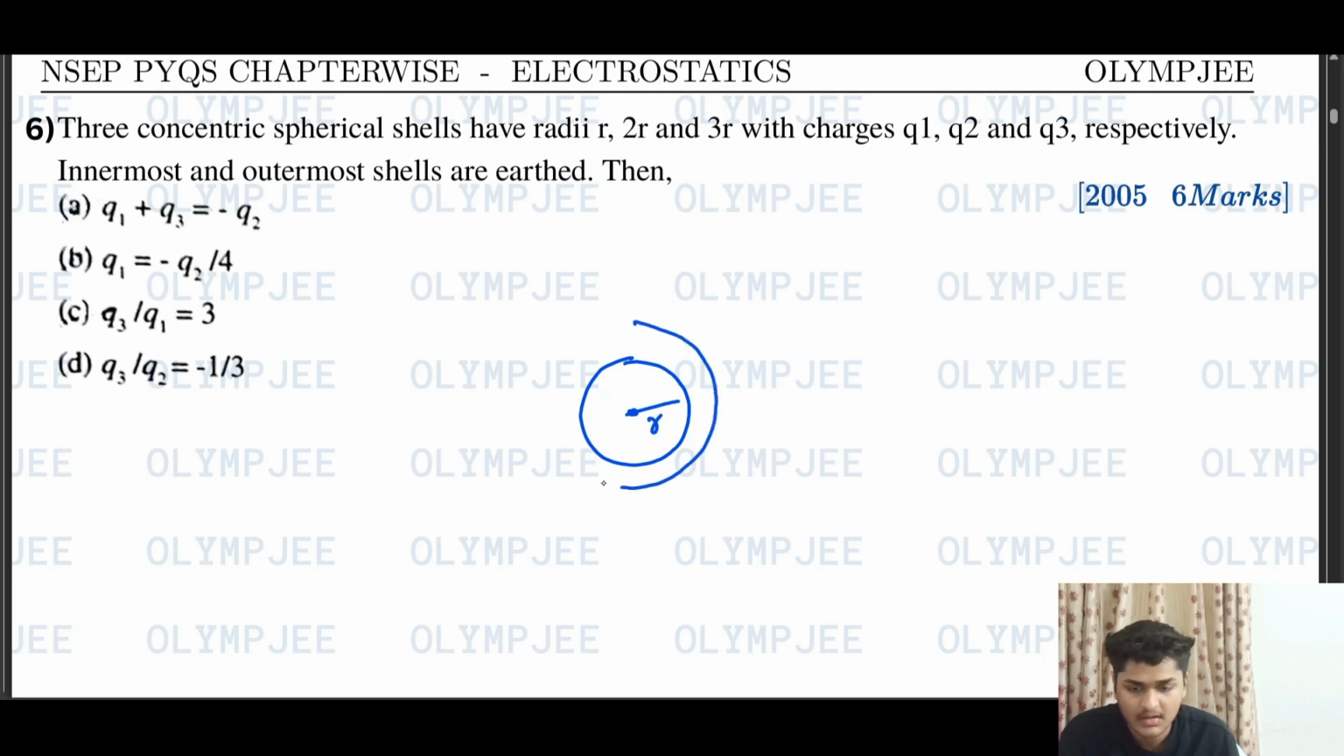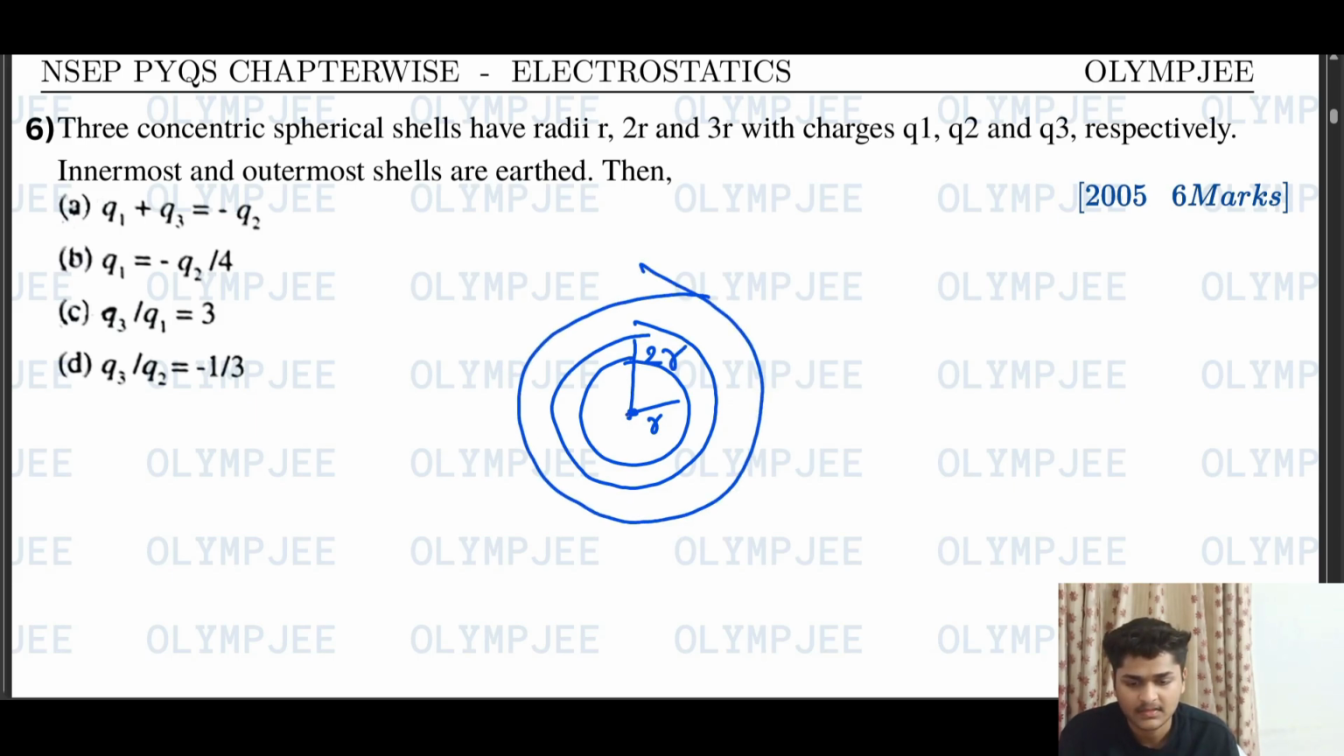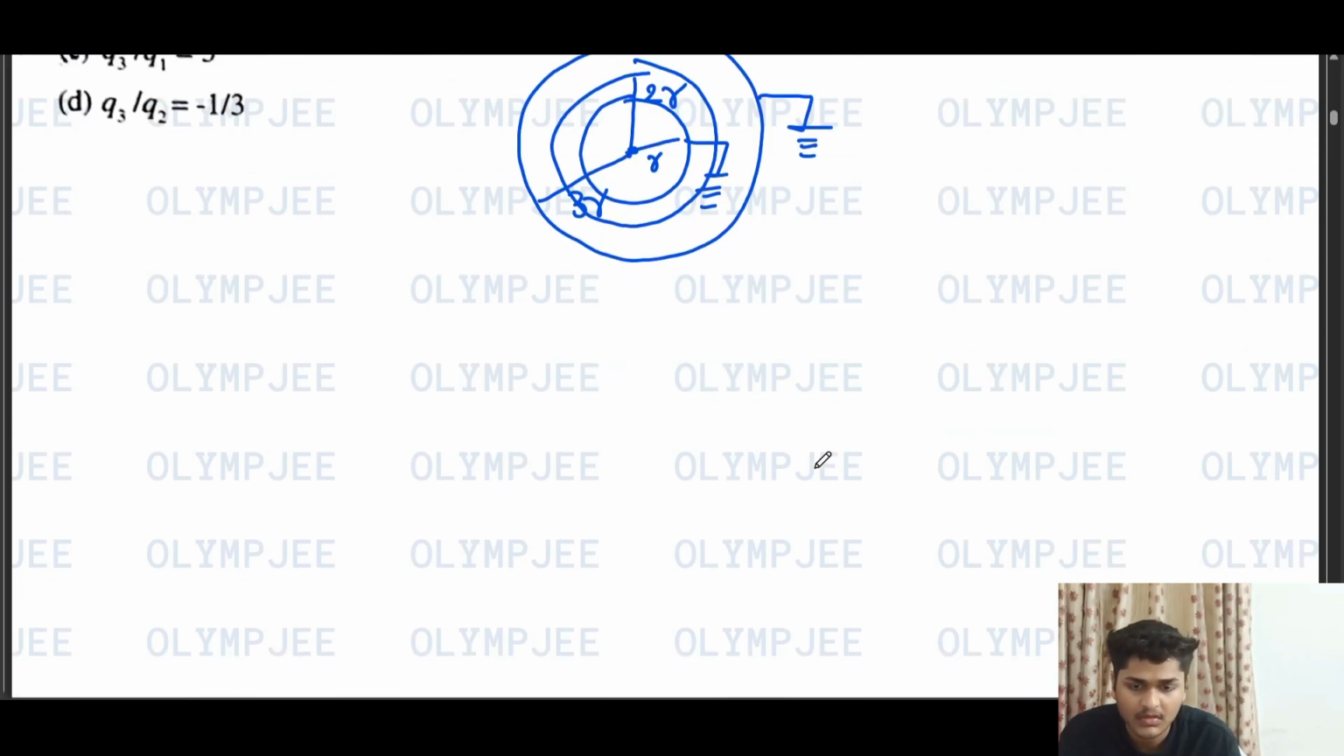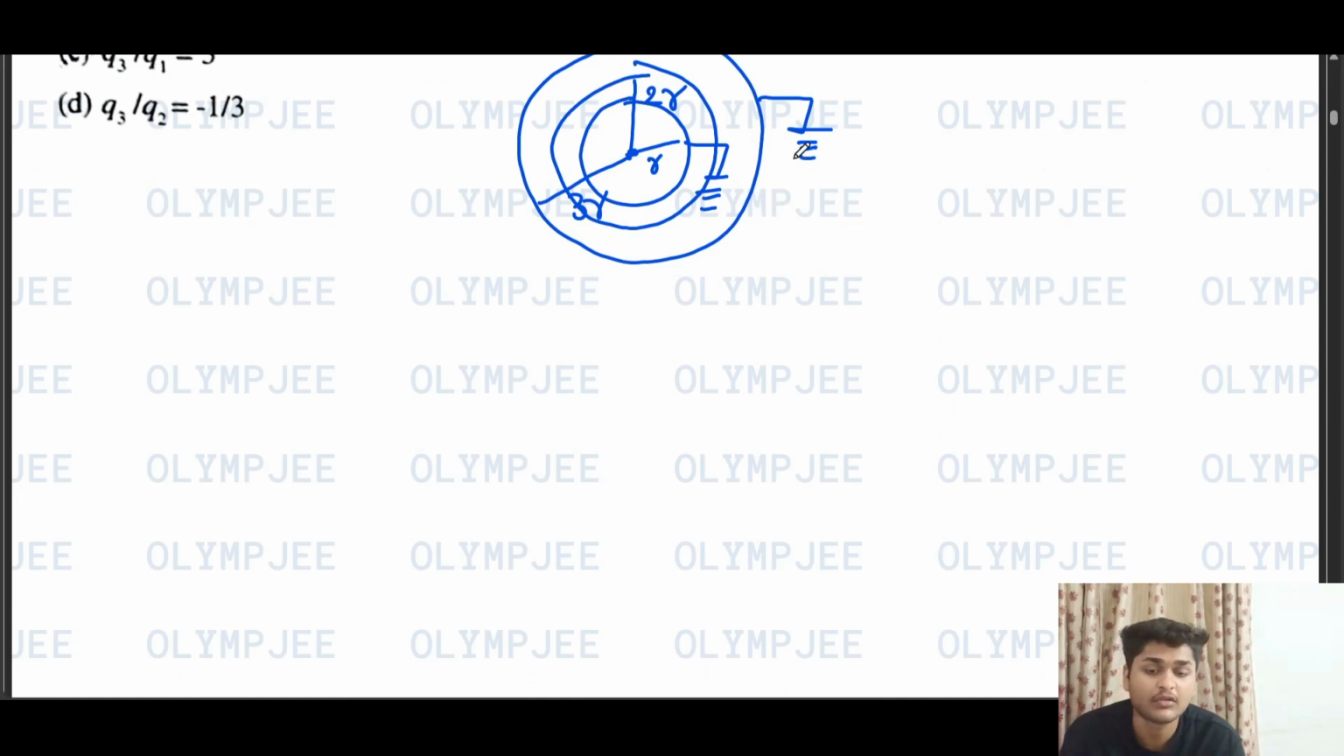This is r, this is 2r, and this is 3r. So now we know that the innermost shell and outermost shell are earthed. So this is earthed and this is earthed. So now the potential at these two shells will be 0.